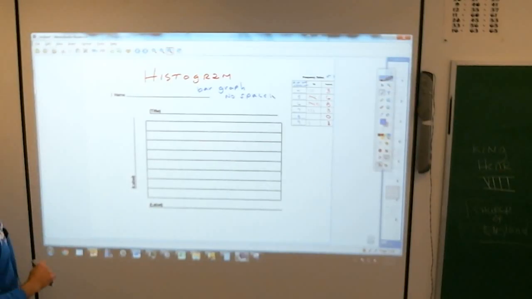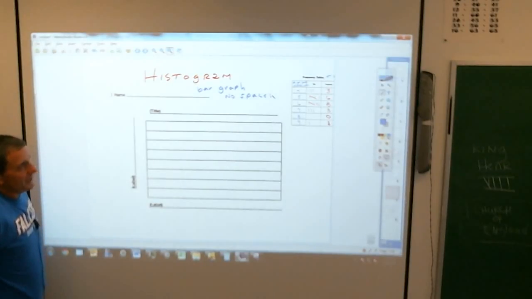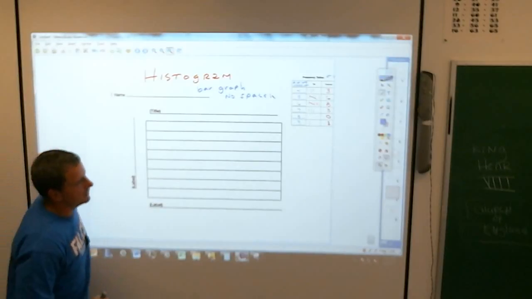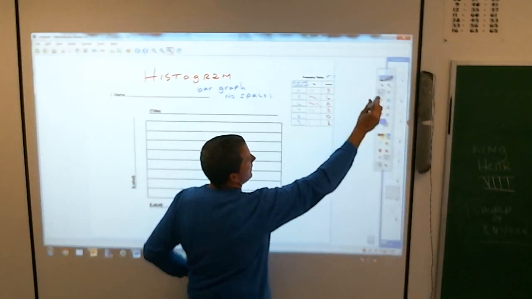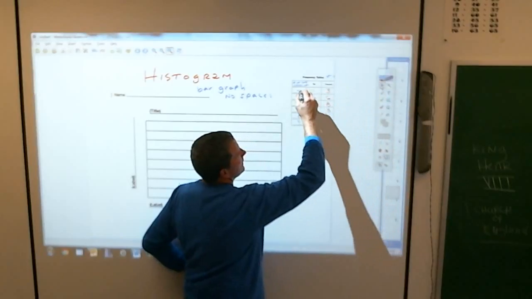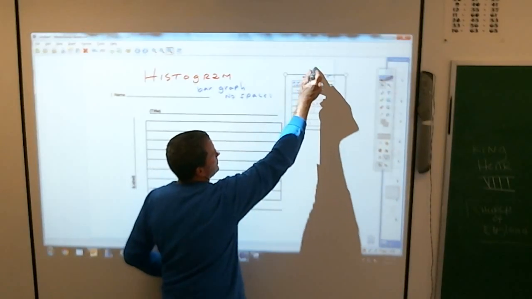Now, what you have to think about is this, kids. When we take our frequency table, and this is cool because I can do this now, really a histogram is that same thing, except you spin it around.